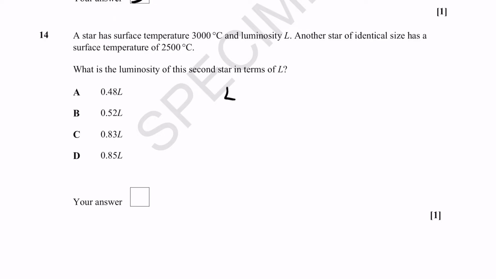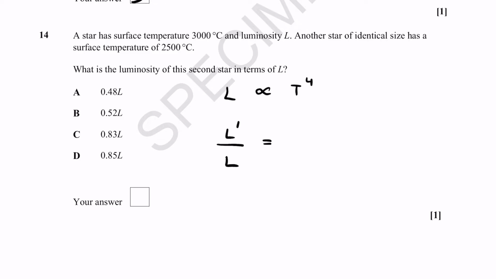So we know that luminosity is directly proportional to the fourth power of temperature, or T to the power of 4. So I can just put it in the form of a ratio. The luminosity of the second star over the luminosity of the first star is equal to the temperature, in, of course, kelvins. Just be careful here.